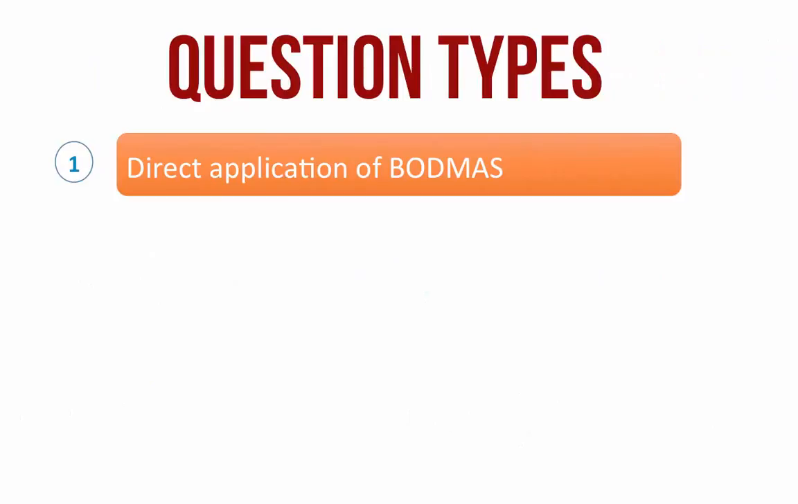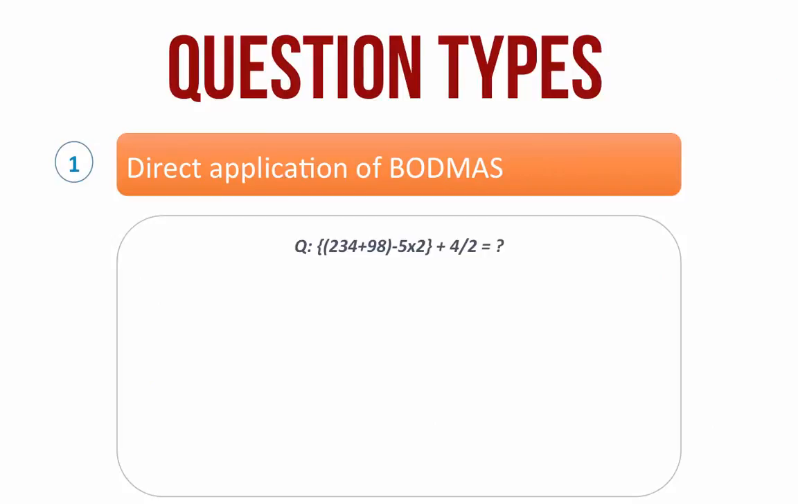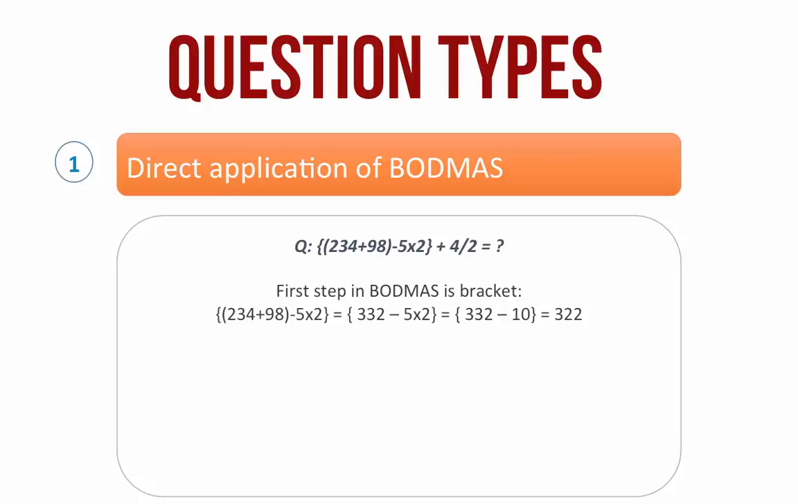Let us look at some question types. Direct application of BODMAS. Let us take the example on the screen. The first step in BODMAS is the bracket. So we will solve for what is inside the bracket. 234 plus 98 minus 5 into 2. Note that we have to solve the inner bracket first. So we solve 234 plus 98, which is 332. Next, 5 into 2 is done before the subtraction because multiplication is done before subtraction in BODMAS. So we have 332 minus 10, which is 322.